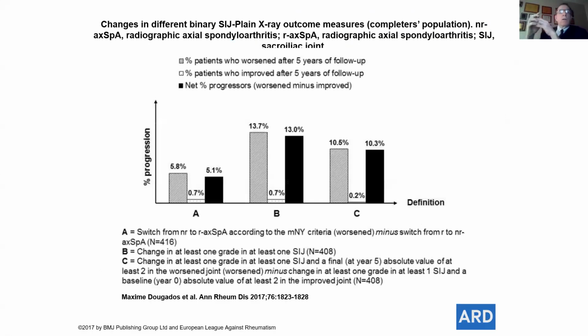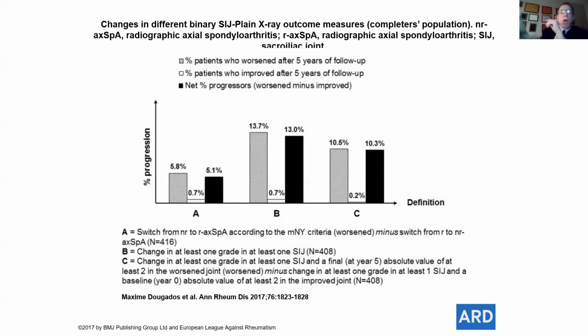Maxime Dougados looked into the DESIR cohort, and they found much lower frequencies. Only 5.8% actually progressed from non-radiographic to radiographic axial spondyloarthritis after 5 years. In fact, a few of the x-rays actually got better, which is probably more an indication of how imperfect x-rays are to assess progression of this disease.